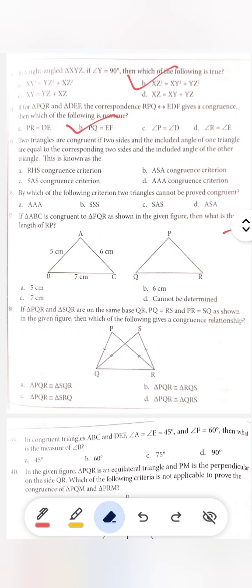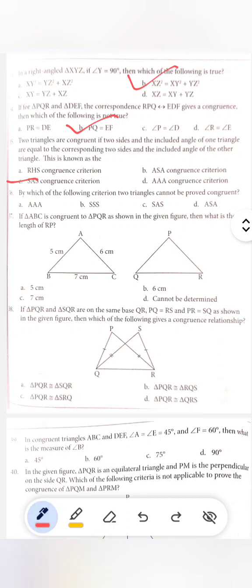Now come to the next part. Two triangles are congruent if two sides and the included angle of one triangle are equal to the corresponding two sides and the included angle of the other triangle. This is known as which congruency? Two sides and included angle, SAS. That is SAS congruency. Option C. We have already solved the question answers.